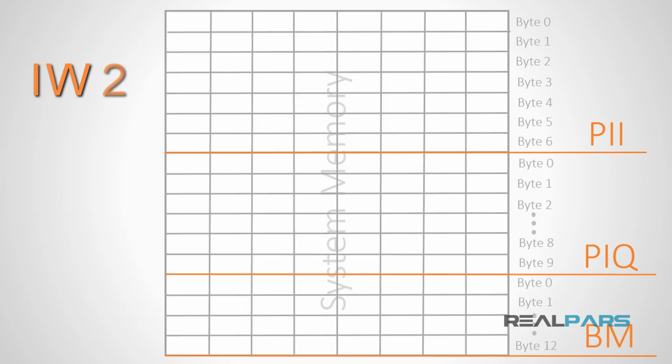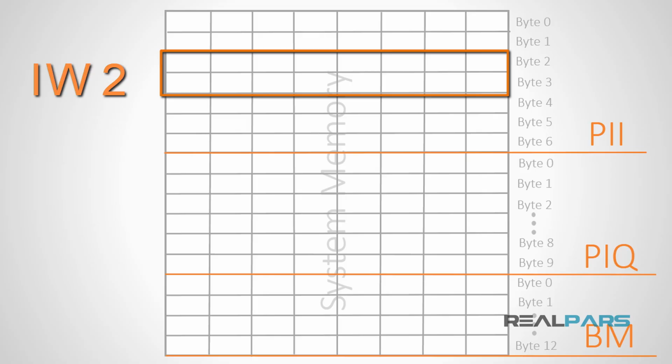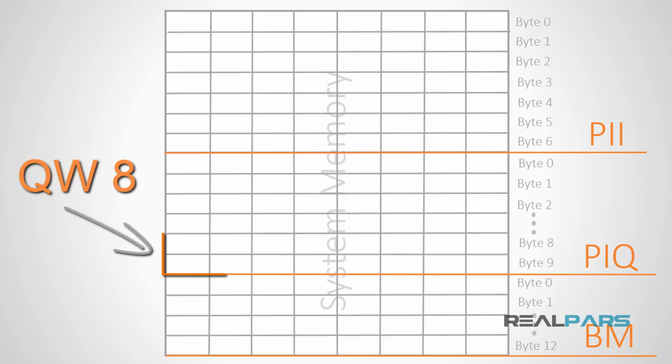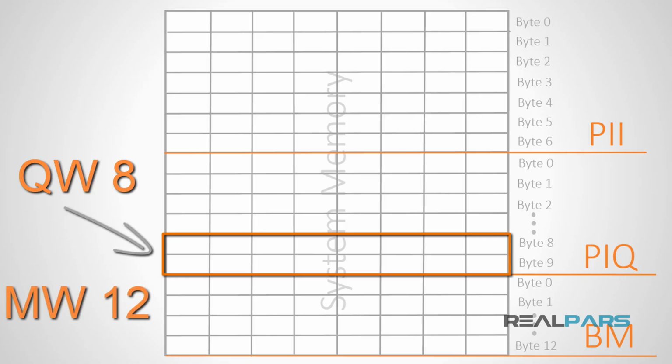For instance, if we place 2 next to IW for the inputs, we are considering bytes number 2 and 3 as an address. Or if we put 4 in here, we are considering the bytes number 4 and 5 from the PII environment as an address. In order to do output and bit memories addressing, we also use the same method. For example, QW8 means bytes number 8 and 9 in the PIQ environment. Or MW12 means bytes numbers 12 and 13 in the bit memory environment.